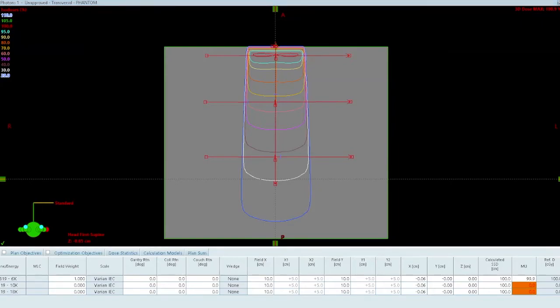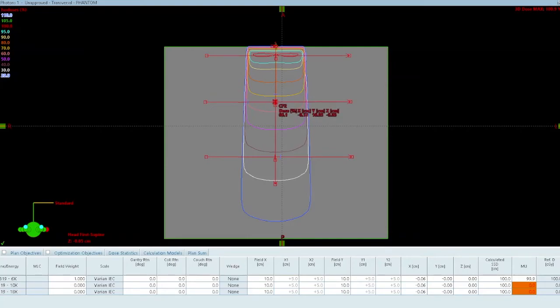So I'm going to go ahead and insert a point. And I'm going to insert it at 10 centimeter deep. So CP2, calc point 2. I'm going to insert roughly right at 10 centimeter deep here. Okay, so right now you can see 65.6% is going to that calc point based on delivering 100 monitor units. Now I haven't normalized anything. I'm just telling the computer to deliver 100 monitor units from this beam.